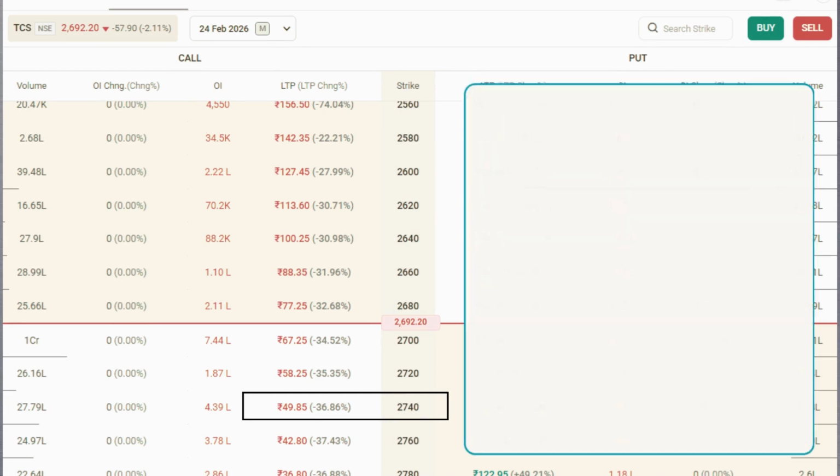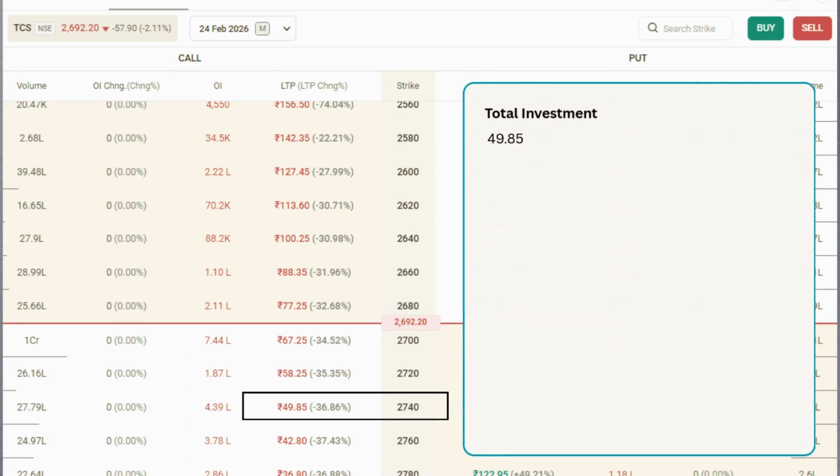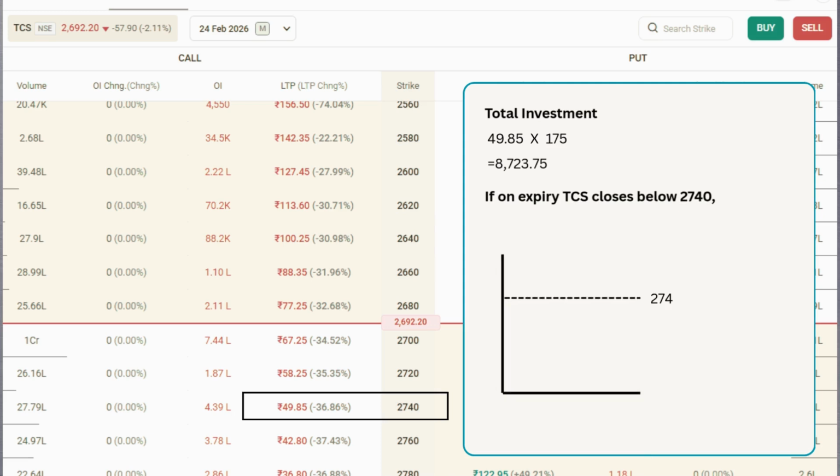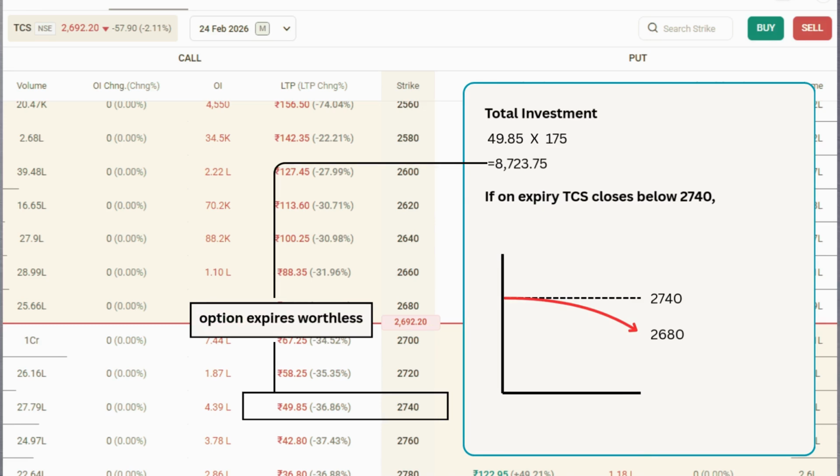Total investment is 49.85 times 175. That is 8,723 rupees and 75 paise. If on expiry TCS closes below 2740, the option expires worthless. Your entire 8,723 rupees and 75 paise becomes zero.